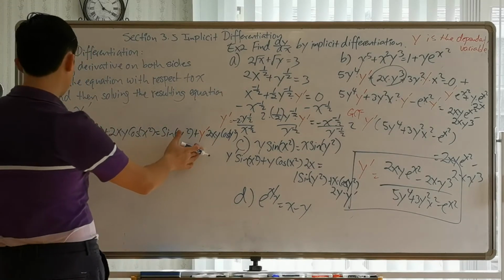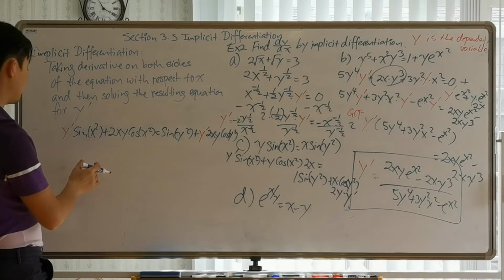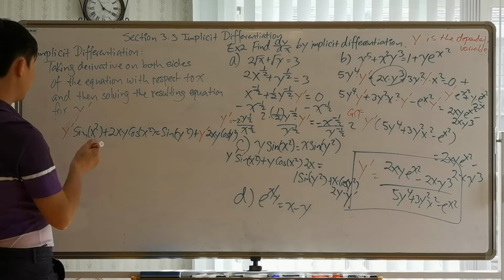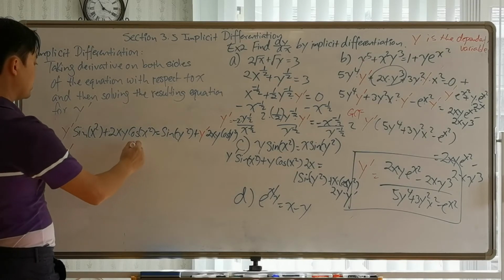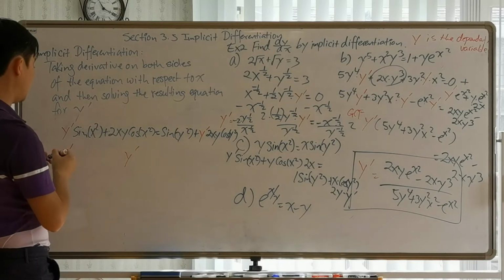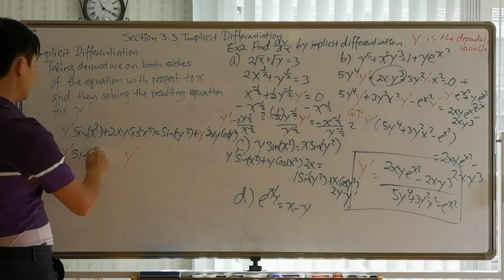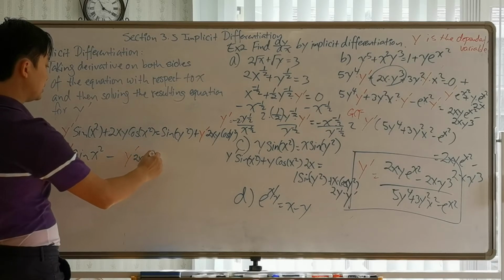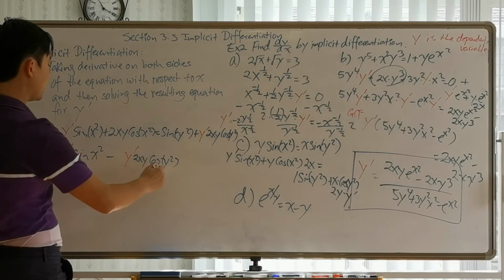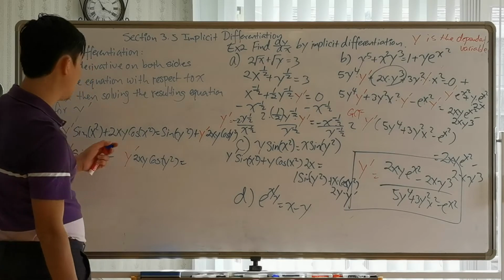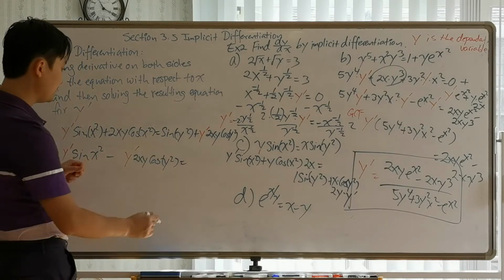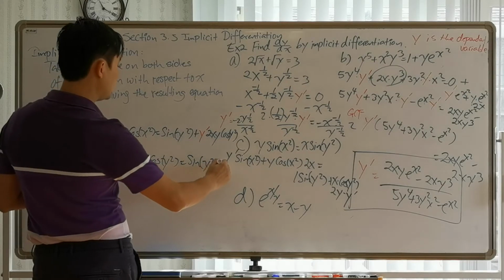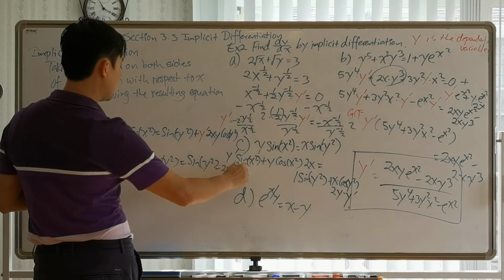Again, you want to group the y prime terms together. So we do have y prime. We want to take that from the right hand side to the left hand side. So sine x squared minus y prime 2xy, cosine of y squared. And the things that are not related to y prime, we just want to isolate them. So sine of y squared minus 2xy, cosine of x squared.